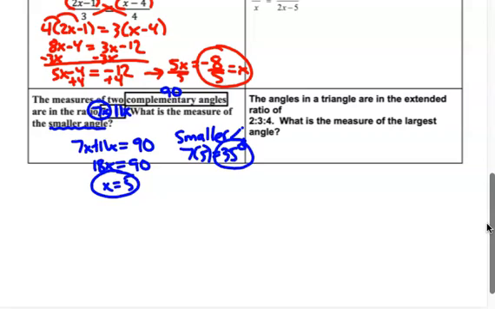So the ratio word problems, they give you a total and they give you a ratio. Add x's to the ratio, set it equal to the total. Okay, that's it for the first page.